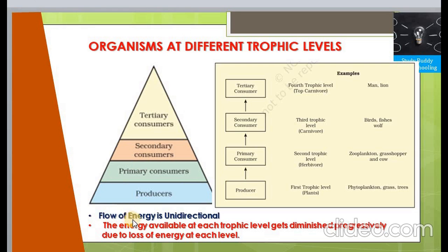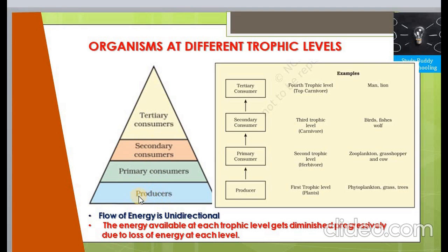There are 2 points to be remembered with respect to the pyramid. The first point is flow of energy is unidirectional. You'll have to remember that the flow of energy in this pyramid is unidirectional. It's the producers which give the energy to the primary consumers. It's the primary consumers which give the energy to the secondary consumers. It's the secondary consumers which give the energy to the tertiary consumers. It is not the other way around where tertiary consumers give energy to the secondary consumers. No, it is not working that way. The flow of energy is only from producers to primary consumers, primary to secondary consumers, secondary to tertiary consumers. So the flow of energy is unidirectional.